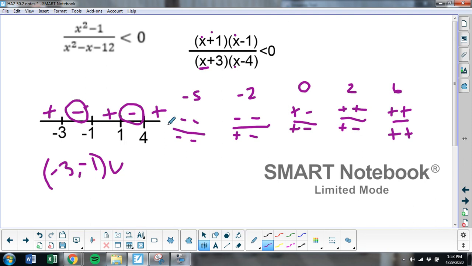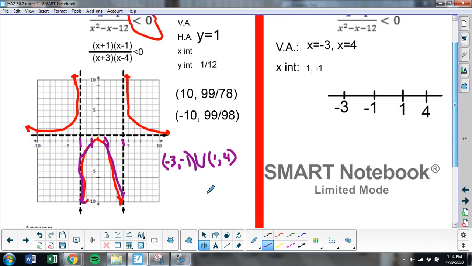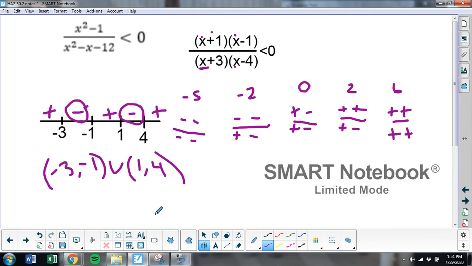Also, we want this section from 1 to 4. If we look back, that should be the same answer we got right here. So algebraically versus graphically, you'll get the same thing. Maybe try the second one before I do it for you.